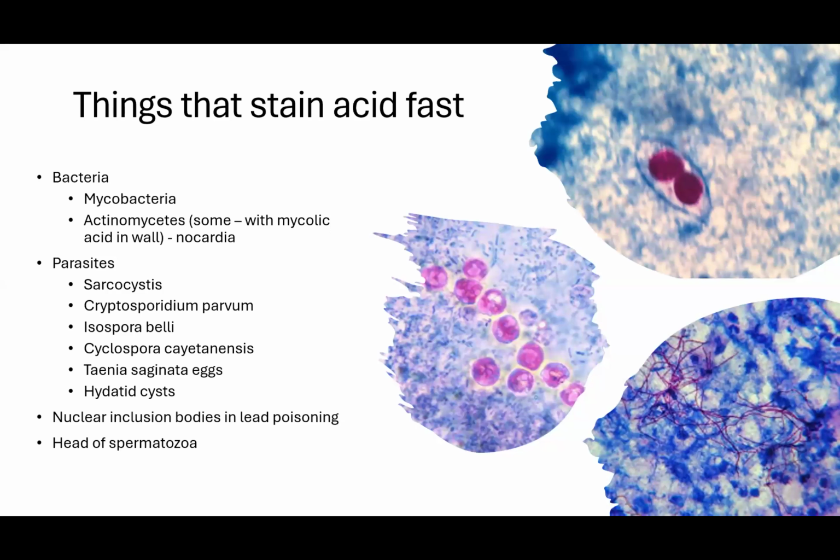Some parasites: Sarcocystis, Cryptosporidium, Cystoisospora belli, I think it's now called. That's our Cryptosporidium staining nice and red against the blue background. Taenia saginata eggs, hydatid cysts, and then some things that aren't even infectious: nuclear inclusion bodies in lead poisoning, and the head of spermatozoa. And there at the bottom is a nice picture of the branching filamentous nocardia.